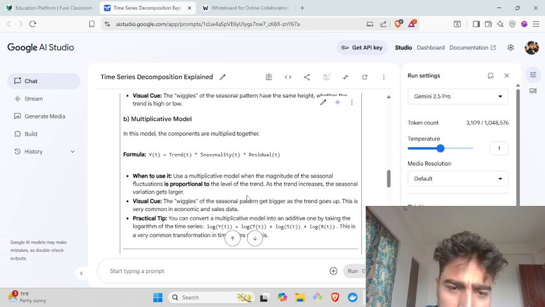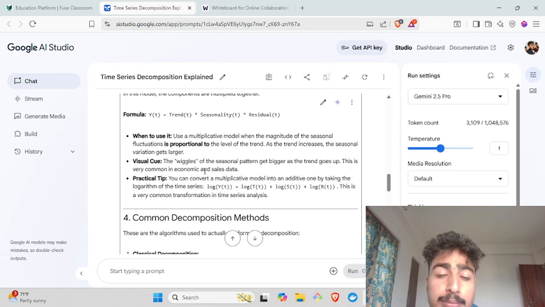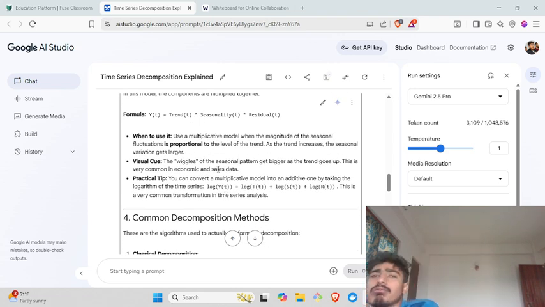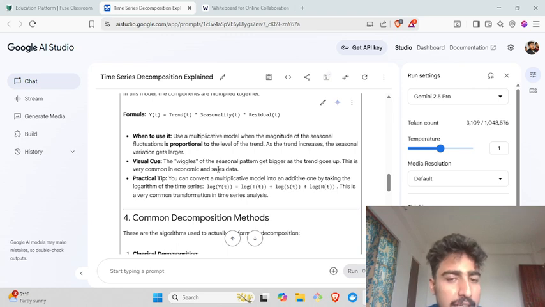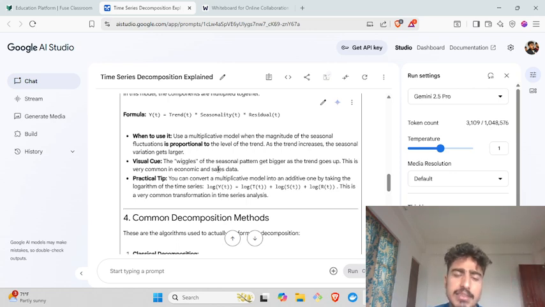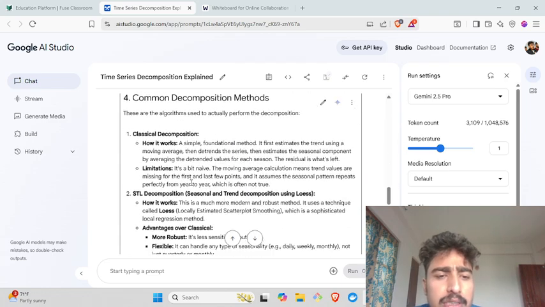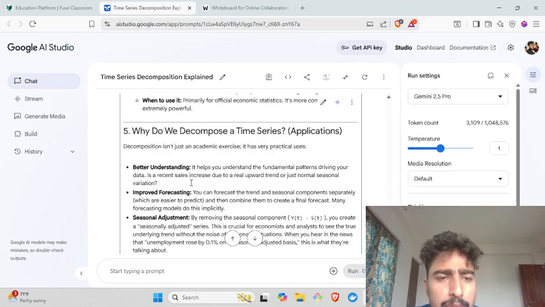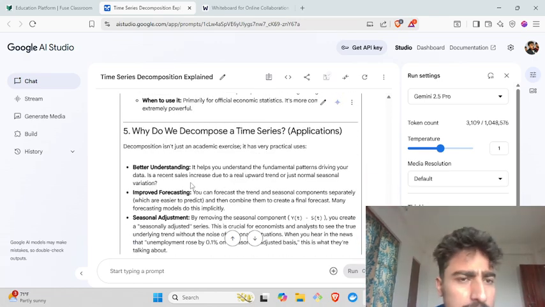Another practical tip: we can transform the multiplicative model into an additive model by taking the logarithm of the time series. Common decomposition methods we are not going to cover, but what we will discuss is why we decompose a time series.